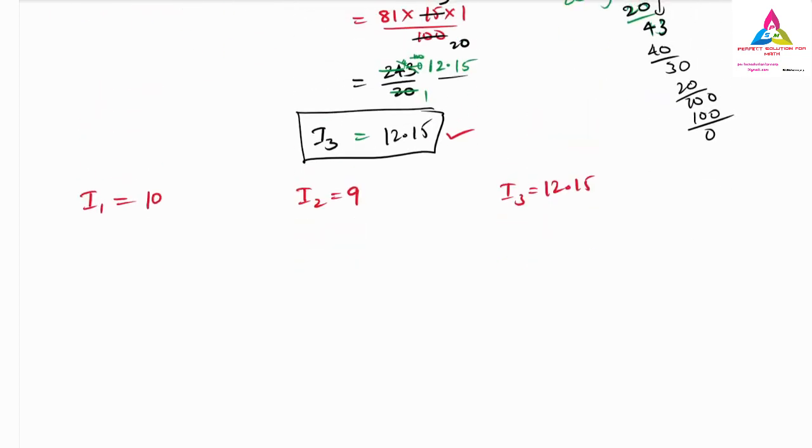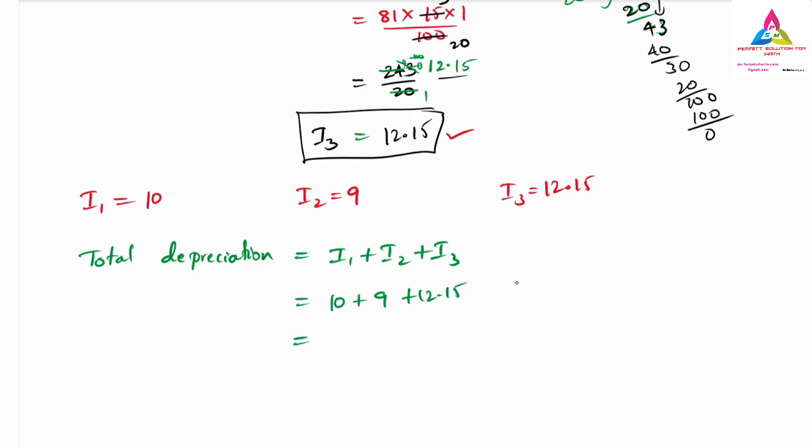So here it is simple, they have given the total depreciation. Total depreciation is nothing but we have to add all the depreciation. And it is for the percent only, because it is for the 3 years and the depreciation for 100 rupees, so we have to add them: 10 plus 9 plus 12.15. If you add 10 plus 9, 19, 19 plus 12 is 31, so the answer will become 31.15.